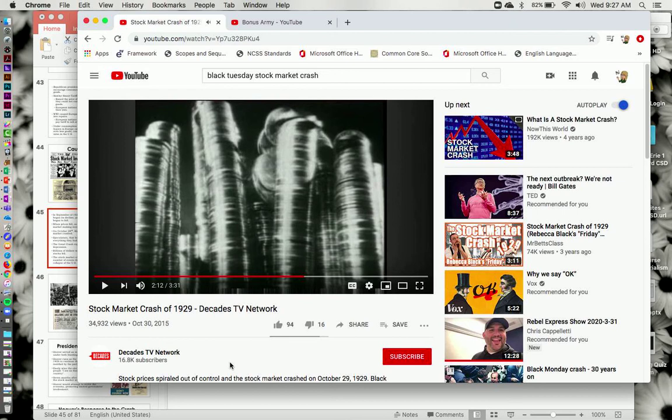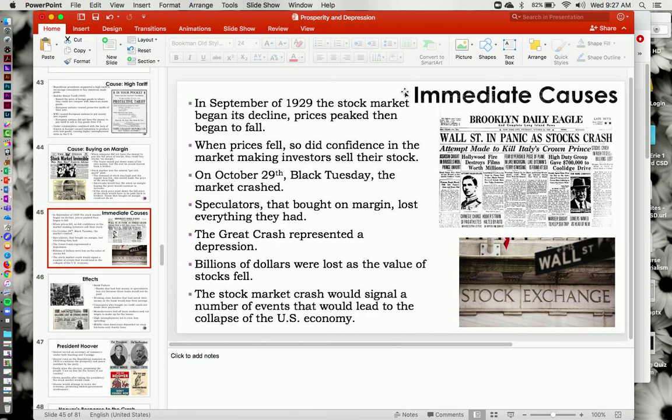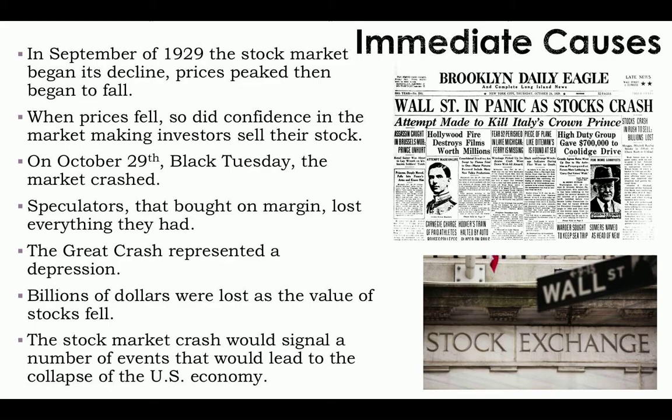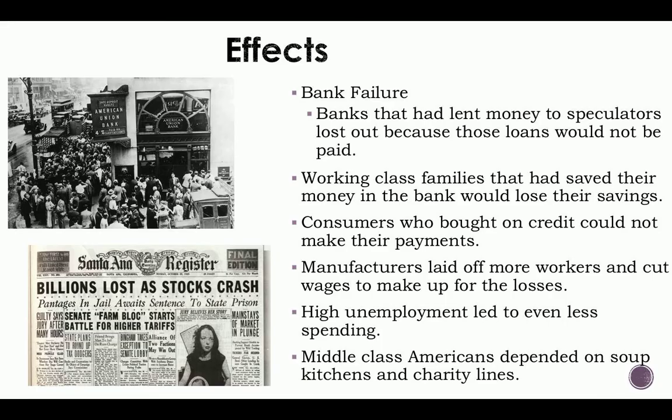Okay, we are going to stop there because I want to get into a little bit of what they said. So our immediate cause, Black Tuesday, October 29th, the crash of the stock market. We are going to shift now because that was our turning point. The stock market crash is the turning point. Now we have to look at what path, what trajectory, the country is now on.